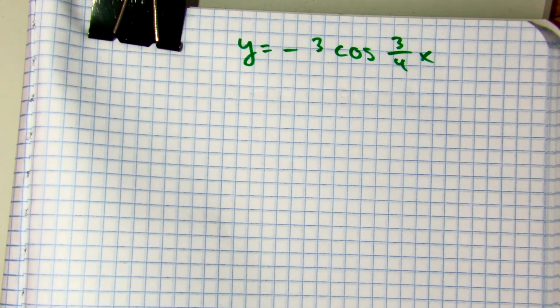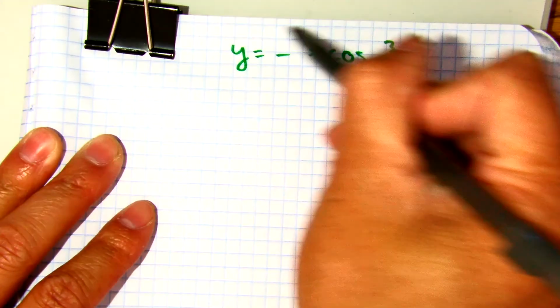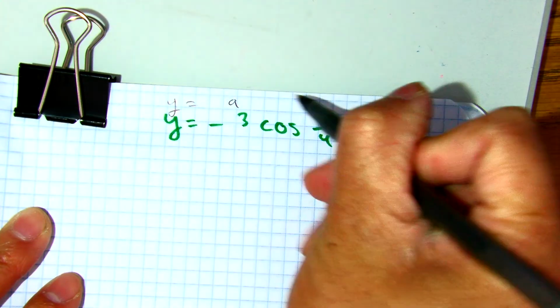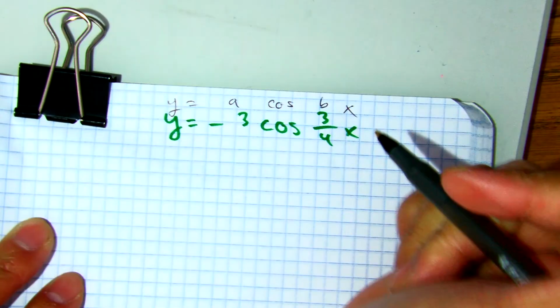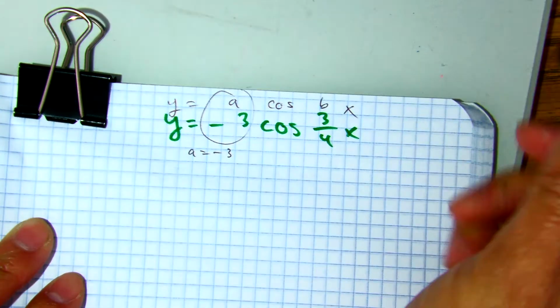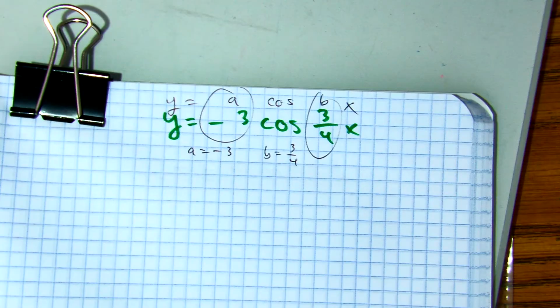Alright, you were asked to graph y equals -3 cosine 3/4 x. Tell me about step 0. Juan? Step 0 is to identify the A, B, C, and D. Tell me what to write above. Y equals A cosine B of x. What's our A value? -3. B value? 3/4. Good job, Juan.